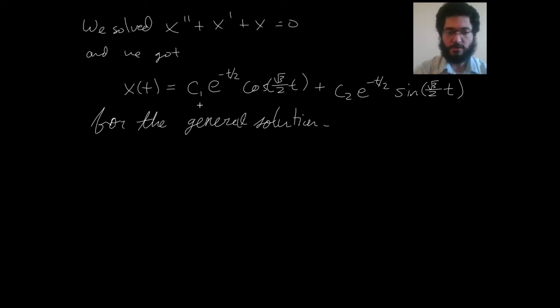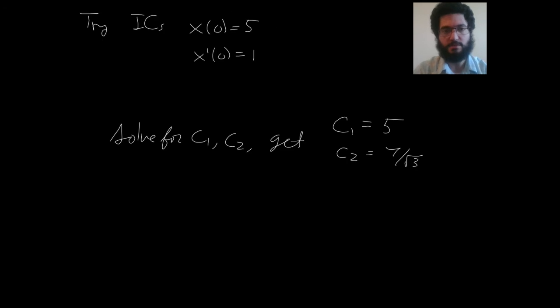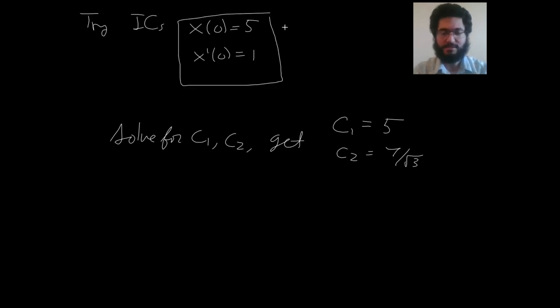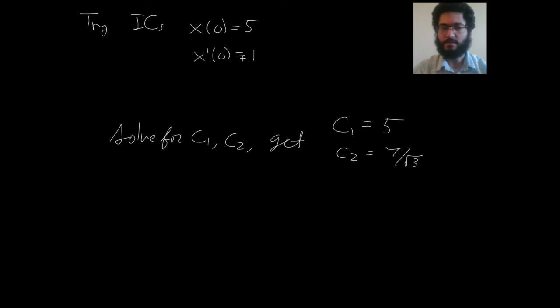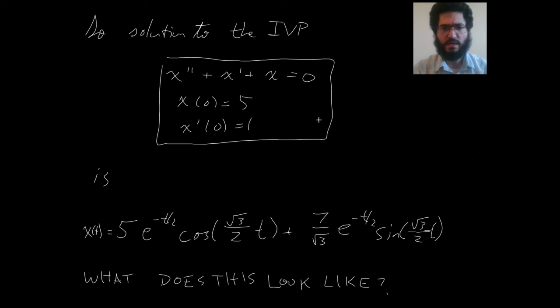But what if your initial conditions are more complicated? Let's say, for example, you have these initial conditions. Same differential equation, but x of 0 is 5, x prime of 0 is 1. In the previous video, we had 0 here rather than 5. Then use basically the same technique, solve for C1 and C2, and I got these numbers. Not really important what they are.